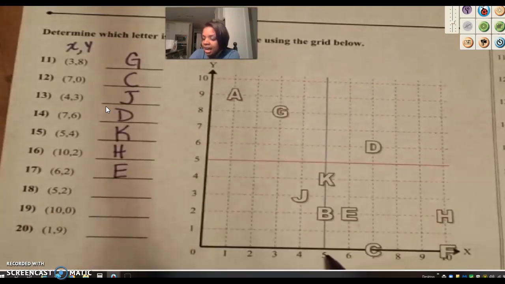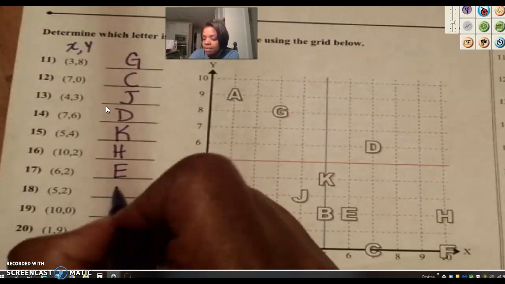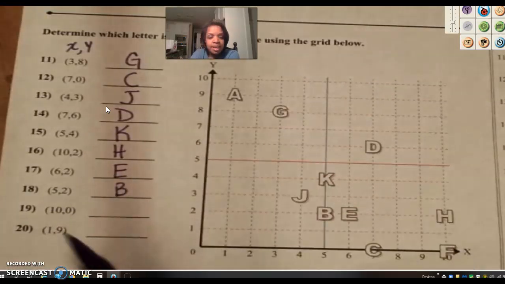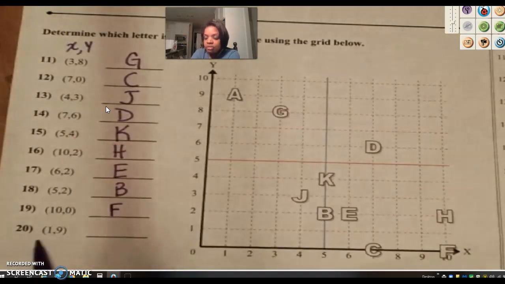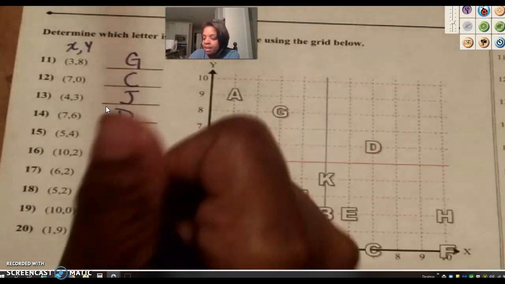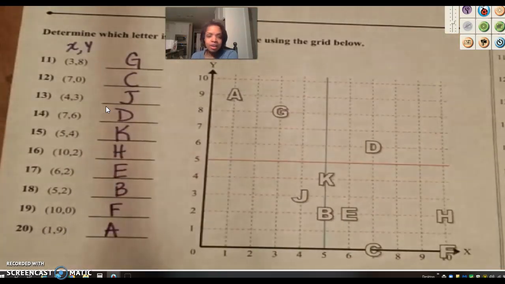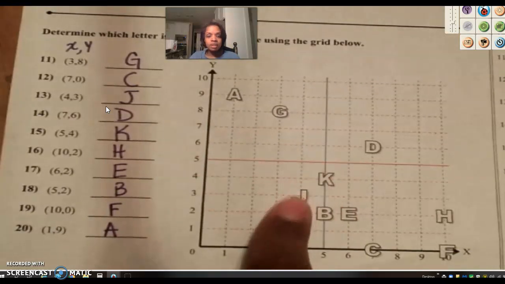For 18, I have 5 over and 2 up, that gives me the letter B. For 19, I have 10 over and 0 up, so that would be F. And for number 20, I have 1 over, but 9 all the way up, and that would be the letter A. Okay, so your assignment today is to complete the other page that looks very similar to this.